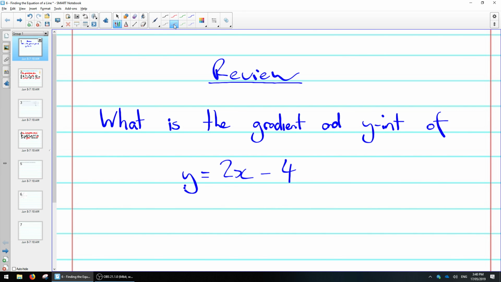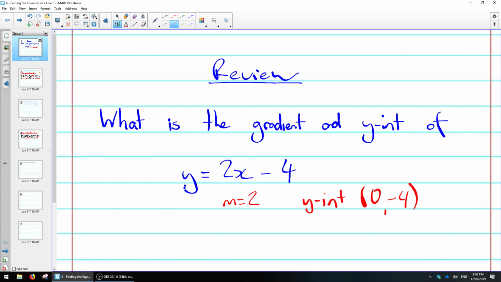What is the gradient and the y-intercept of this line? Well, remember we're talking about y equals mx plus b. So we said that whatever's in front of the x is the gradient. So here the gradient is going to be 2. And then b is -4 in this case. So that means the y-intercept is going to be (0, -4).